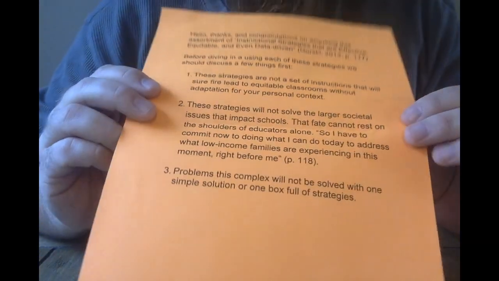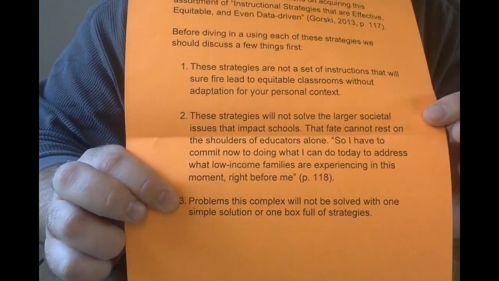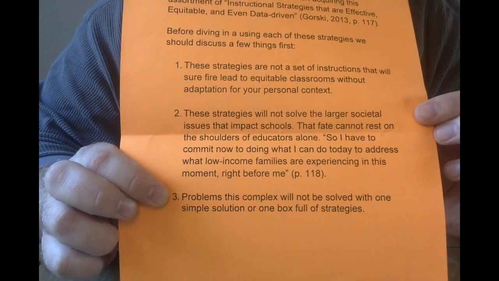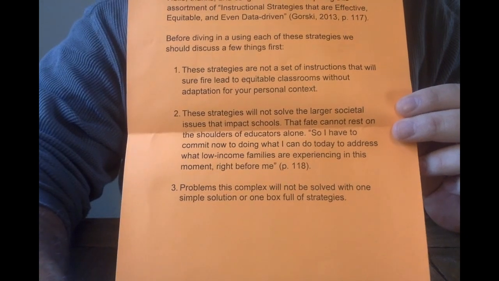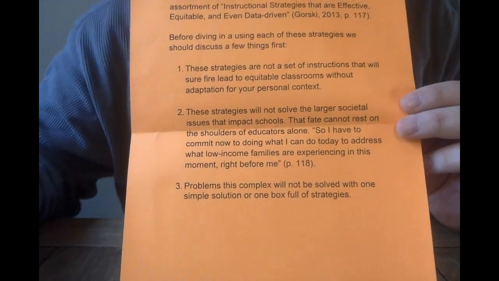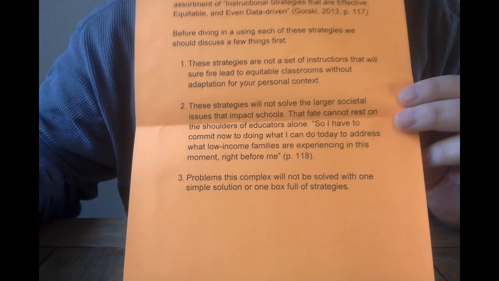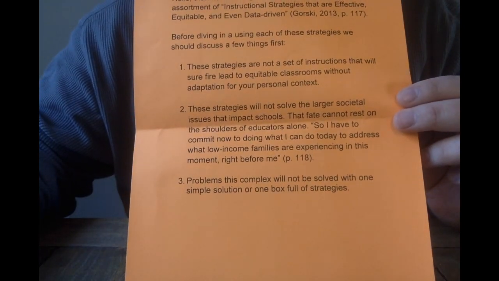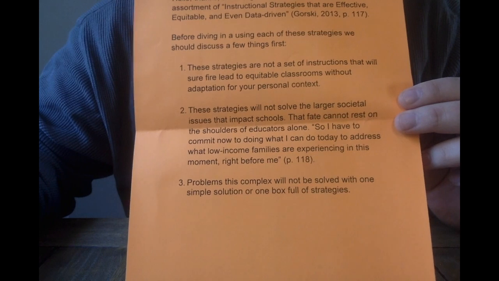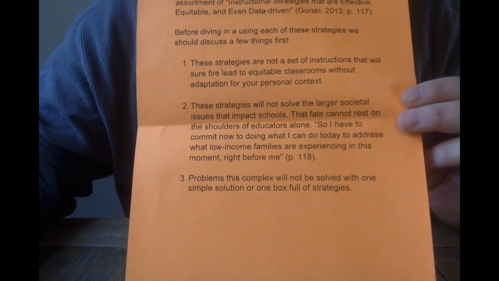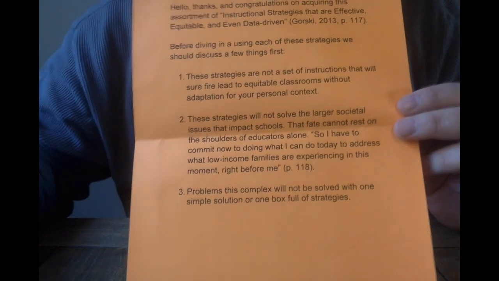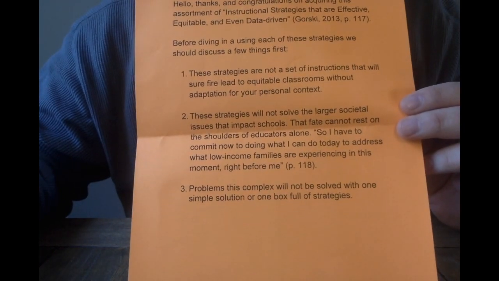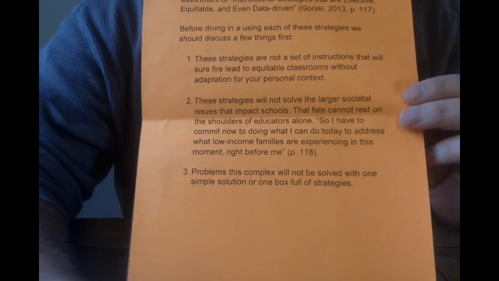So then the very last, number 3 right here, problems as complex will not be solved with one simple solution or one box full of strategies. That's a great point. So an unboxing implies that there's work being done. So items are being taken out, handled, reviewed, commented upon, and employed. So though it is just me in this video, like Gorski urges us as readers to form teams and work across content areas to push for equitable classrooms, schools, and communities. Really interesting. Okay, let's look back inside the box and see what else we can find.